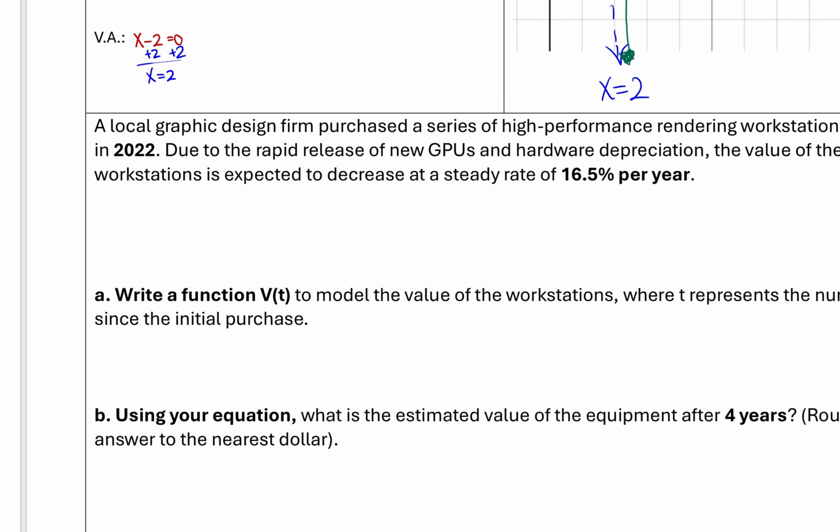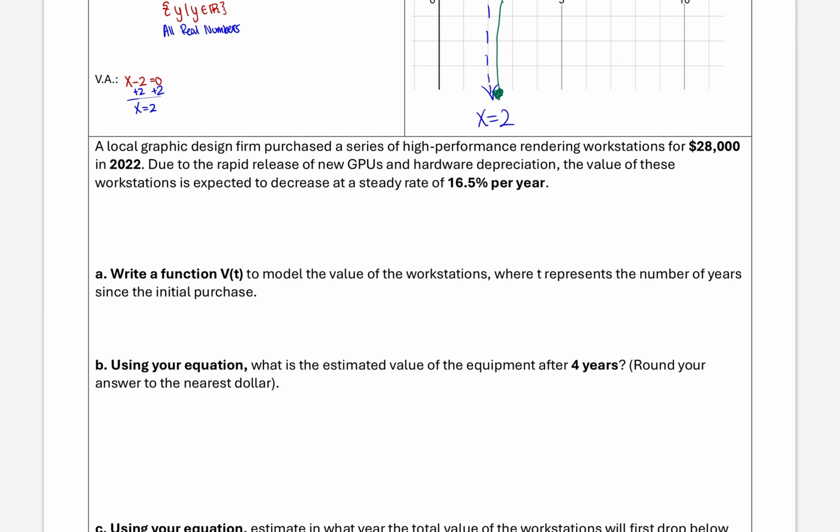Okay, now moving on to the next question. A local graphic design firm purchased a series of high-performance rendering workstations for $28,000 in 2022. Due to the rapid release of new GPUs and hardware depreciation, the value of these workstations is expected to decrease at a steady rate of 16.5% per year. Write a function v(t) to model the value of the workstations, where t represents the number of years since the initial price.